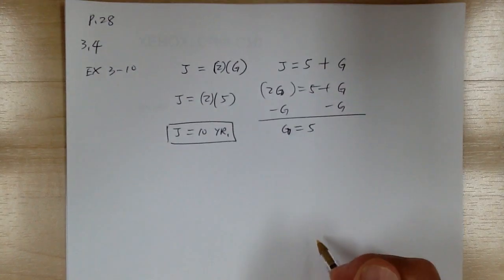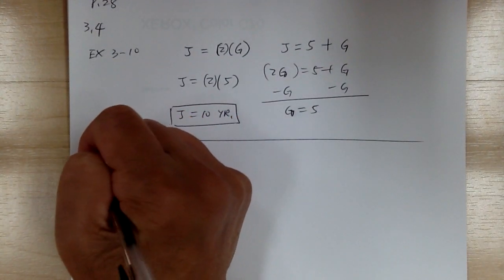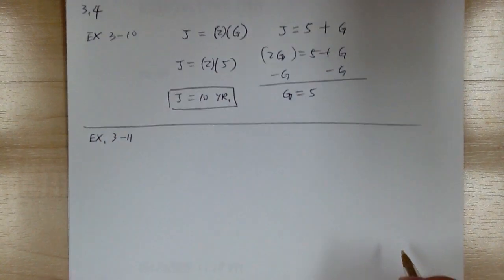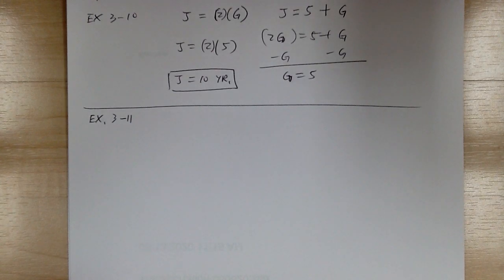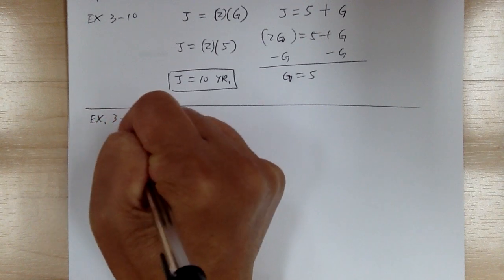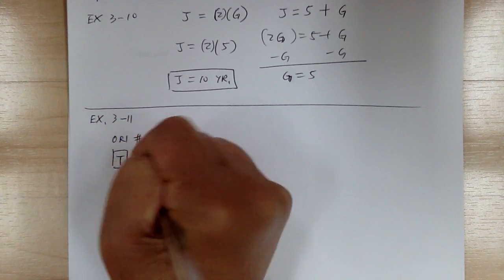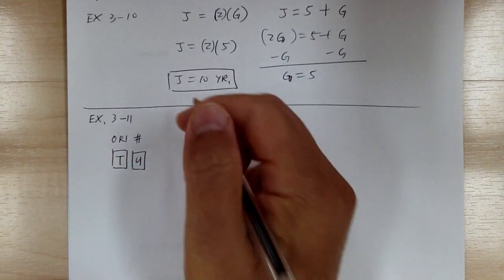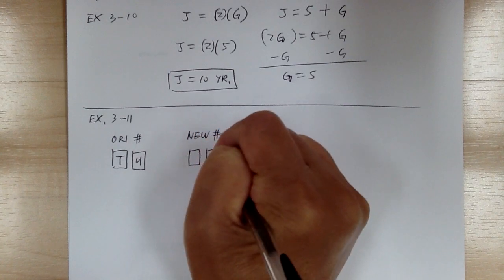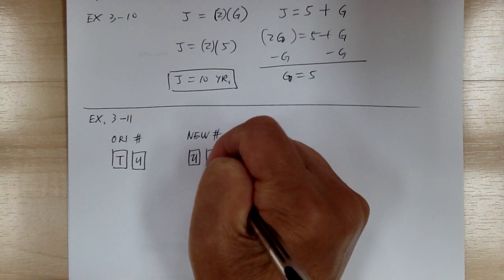Okay. Let's go to example 3-11. Read through the problem. This is the digit problem, with digit reversal. The way to set up the problem is you set up the original number, which has 2 digits, so it'll be tens digit, unit digit. And then you switch the digits to get a new number. So the new number is from switching the digits: unit digit at the tens place and tens digit at the unit place.